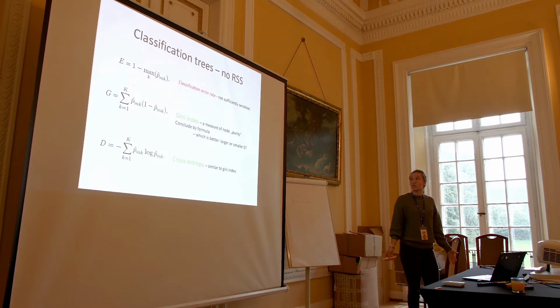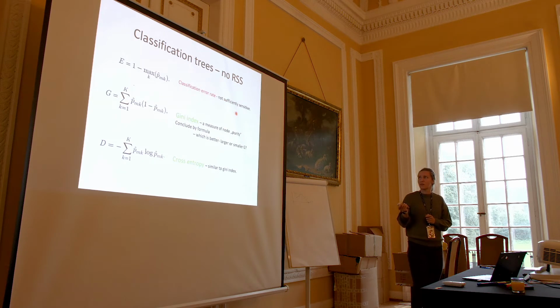Cool. So for classification, since we don't have RSS, we need to use some different measures. What is used is classification error rate. Well, it's not used because it's not sufficiently sensitive. It's really jumping: you change one observation and the answer jumps. So what they use is this.